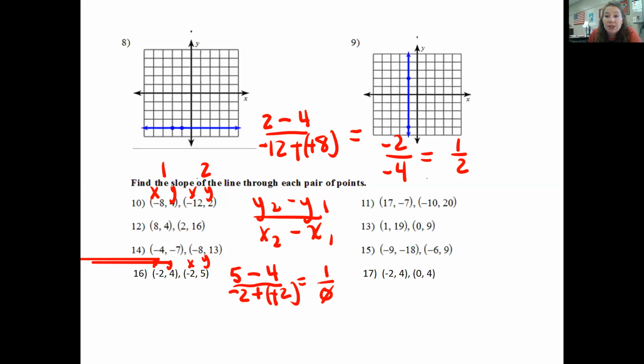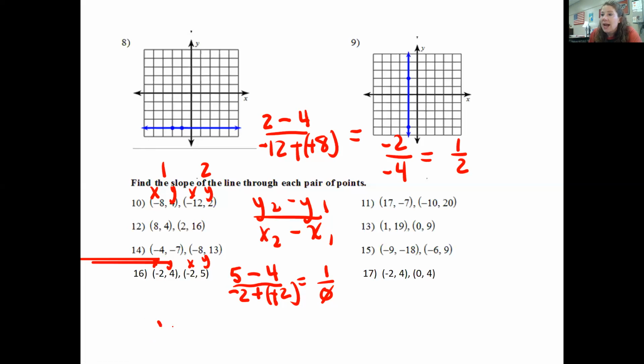Now get your calculator and plug this problem in. 1 divided by 0. Type your 1 in first. 1 divided by 0. What does your calculator say? My calculator says I made an error. My calculator does not understand that because you cannot divide by 0. So 1 divided by 0 is actually undefined.